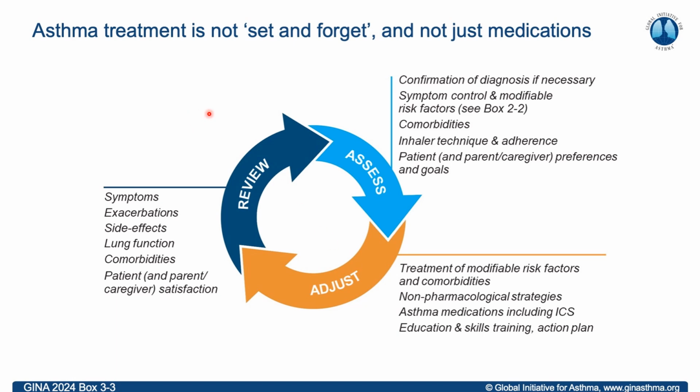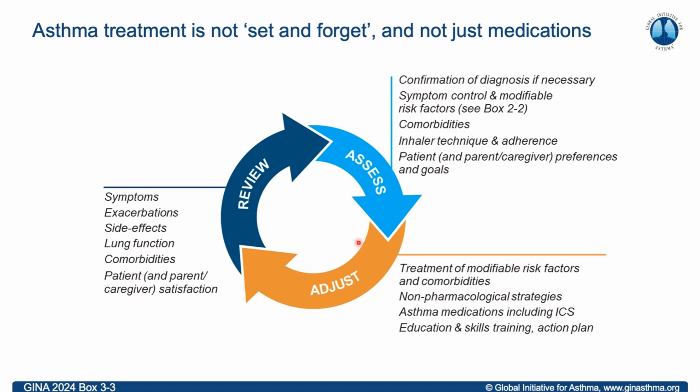Before you treat, this is a very good table that will really help you in terms of treatment. You assess, and you confirm your diagnosis if necessary. If you're not sure of your diagnosis, then you confirm it. The next thing you do is address symptom control and modifiable risks. If there are risks, for example smoking, triggers, then you address those modifiable risks. Comorbidities, stress, obesity, you also address them. Inhaler technique and adherence are very important, as are patient or parent/caregiver preferences and goals.